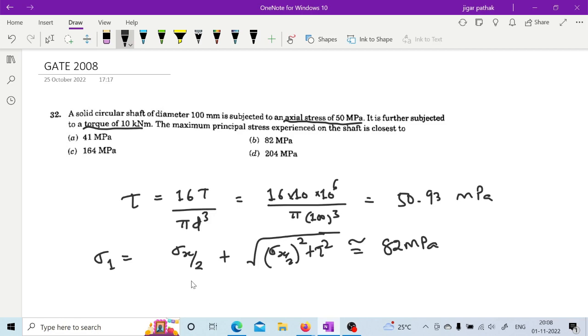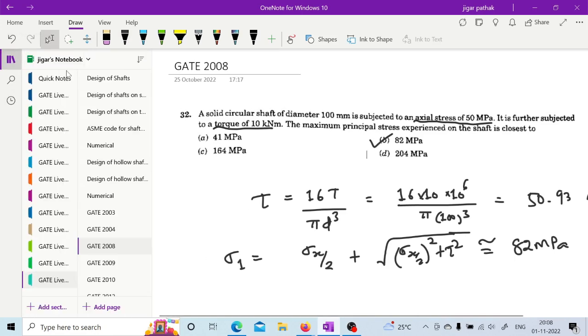Sir, I am getting the radius of the Mohr circle as 14.76. How is it possible? Because sigma x by 2 is 25. Okay sir. It is 50, 50 by 2. Yes sir. Yes, okay. Yes sir, now it is coming correct. Okay, so all of you are getting this as your answer, right?